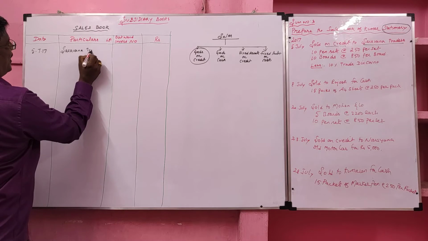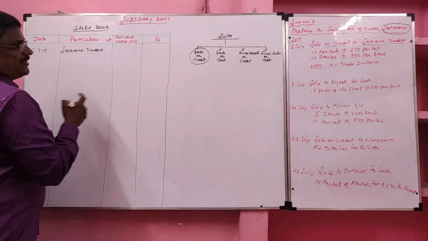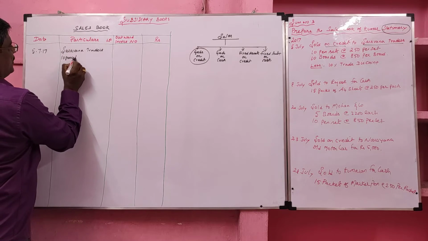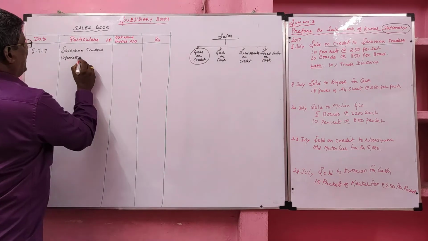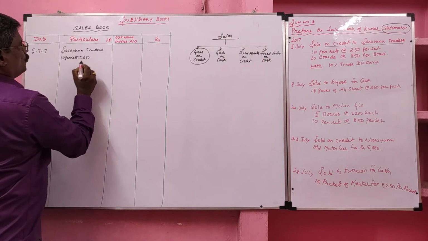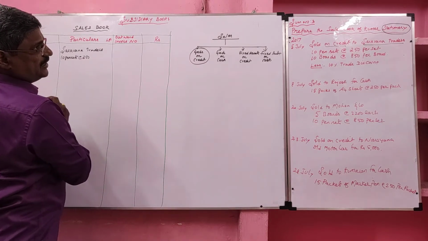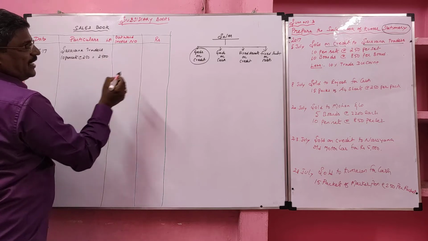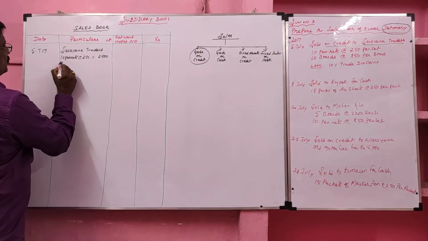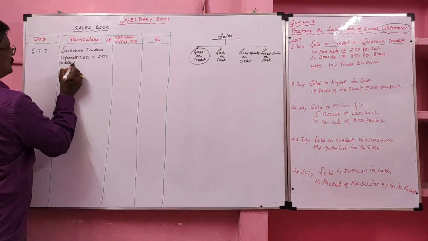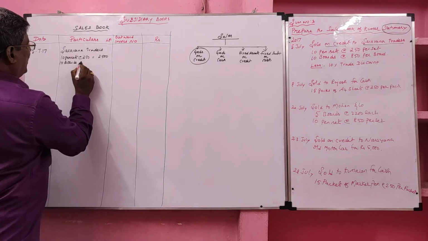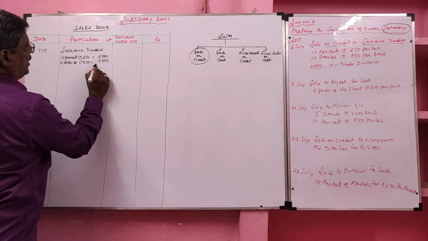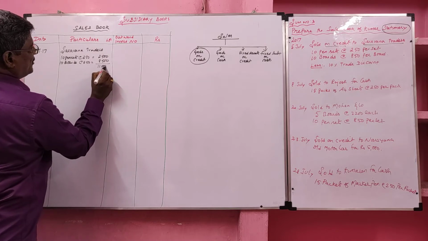What did they sell? 10 pen sets, each 250, so total 2,500. Then 10 white boards, each 850, so total value 8,500. If we add, we get 11,000 rupees.